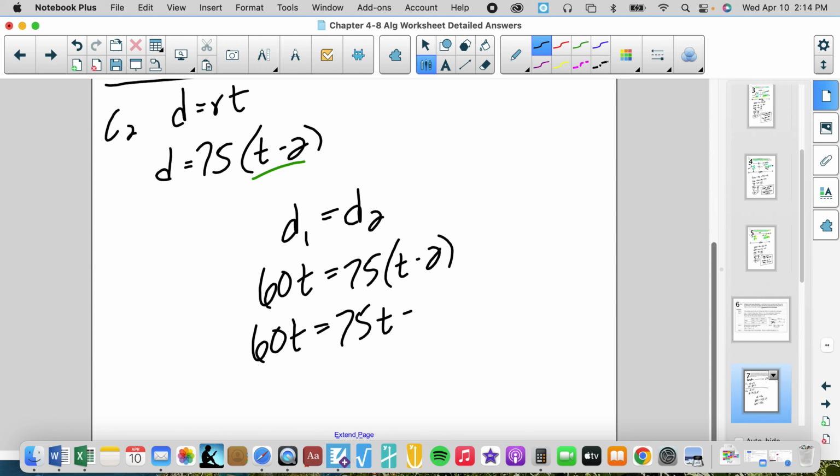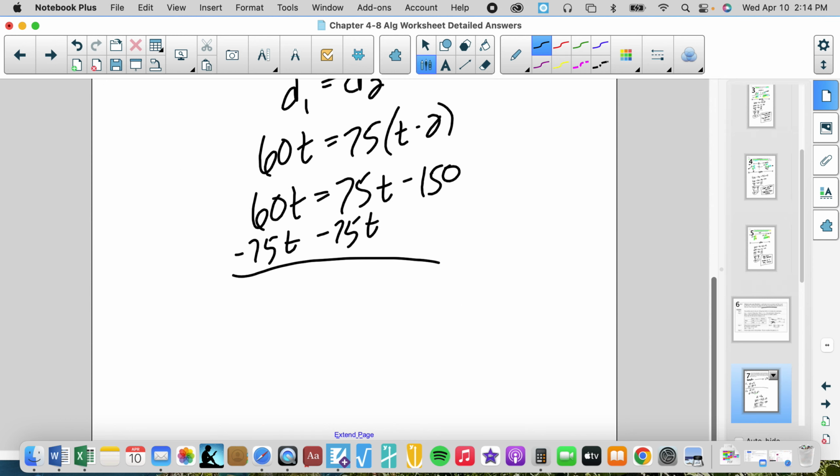75t minus 150. Let's subtract 75t. This is a little bit tricky here. You're going to get negative 15t equals negative 150.